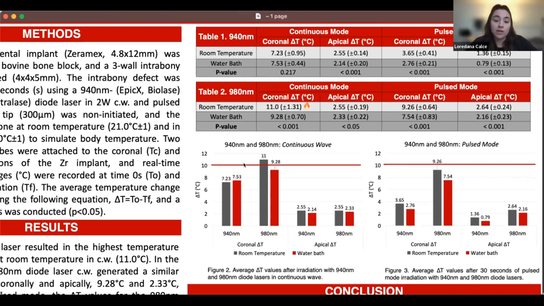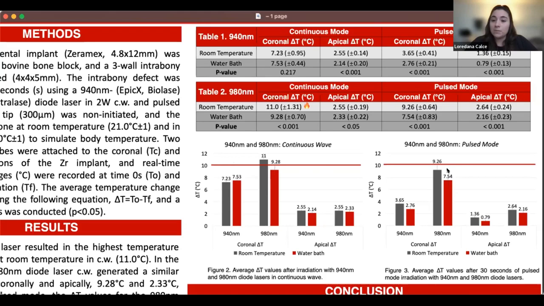So a high temperature reading was also recorded for the 980 nanometer diode laser in the water bath. Although it did not reach the 10 degrees Celsius mark, it is very close to it. However, when using the 940 nanometer diode laser under the same power settings, the ceramic implant did not reach that 10 degrees Celsius critical threshold value. The ceramic implant was able to maintain temperatures below 10 degrees Celsius throughout the 30 seconds of irradiation, and this was in both in vitro conditions.